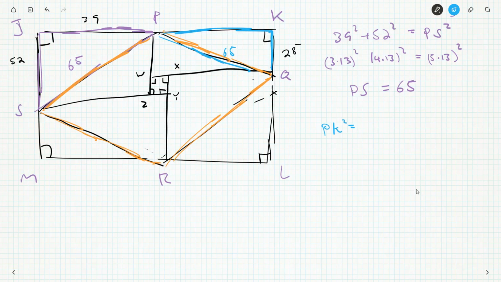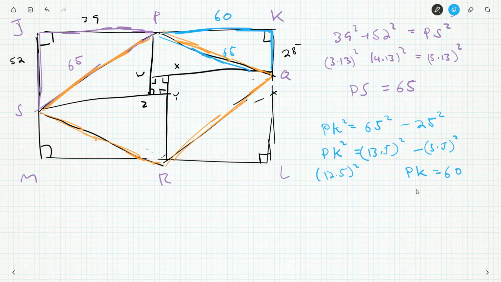PK squared will be 65 squared minus 25 squared. And I noticed that that's 13 times 5 squared minus 5 times 5 squared. This is a 5, 12, 13 triangle, so PK squared is going to be 12 times 5 squared. PK is going to be 60. All right, so we've got 60 there.